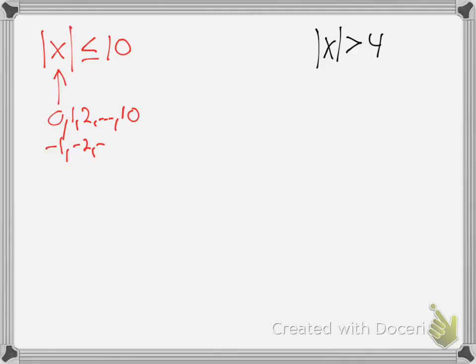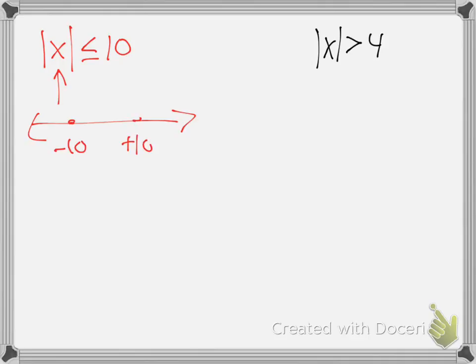-1, -2, -3, all the way to -10. Because if you make the absolute value of them, then it's positive and it's less than or equal to 10. In fact, we could summarize that on a number line, which would probably be the clearest way to see it. To say it's anything from -10 all the way to +10.